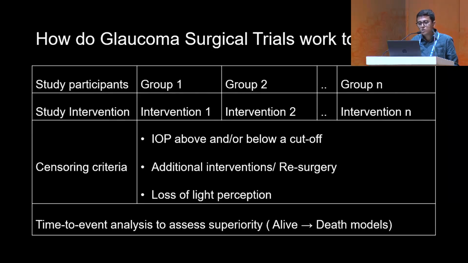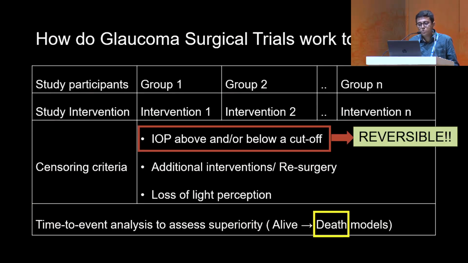Glaucoma surgical trials today typically divide recruited participants into a number of groups, depending upon the type of intervention they receive. Thereafter, the apparent success or failure of the study intervention is determined by a time to event analysis, such as a Kaplan-Meier survival or Cox's proportional hazards. However, one must remember that this time to event analysis utilizes a life to death model, and several censoring criteria such as IOP above or below a given cutoff cannot be akin to death because they may be altered post-operatively through additional interventions, which are minor, and anti-glaucoma medications.